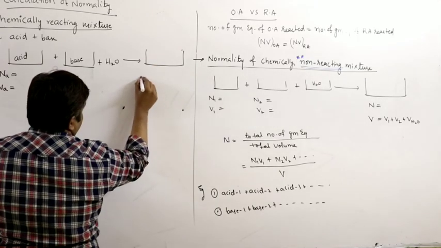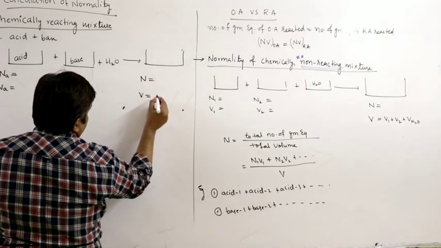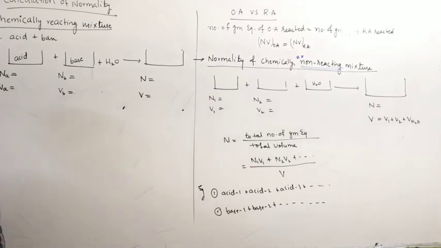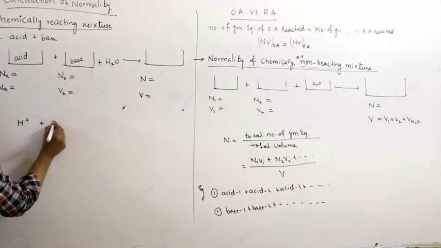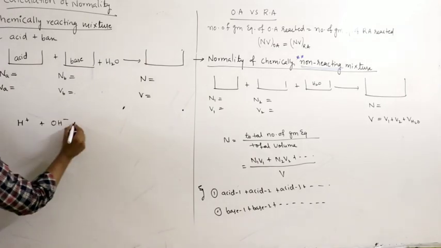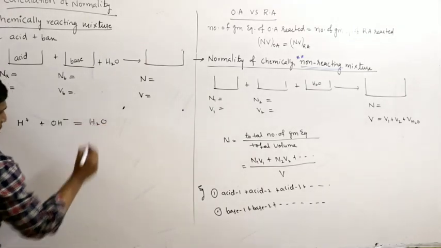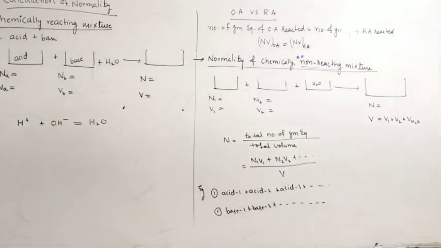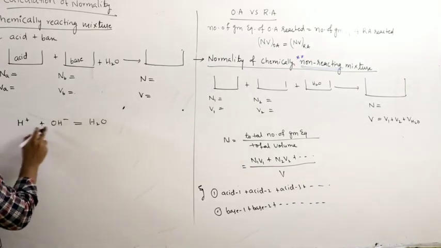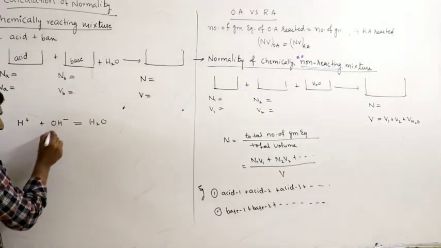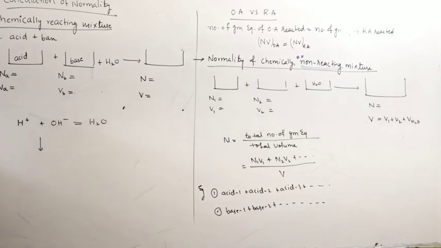So finally what happens? Right. So what is the meaning of chemically reacting? Acid, it releases H plus ions. Base, it releases OH minus ions. H plus and OH minus combine to form undissociated water. Because of this reaction, number of H plus ions will decrease because they are combining with OH minus. Similarly, number of OH minus ions also decreases.